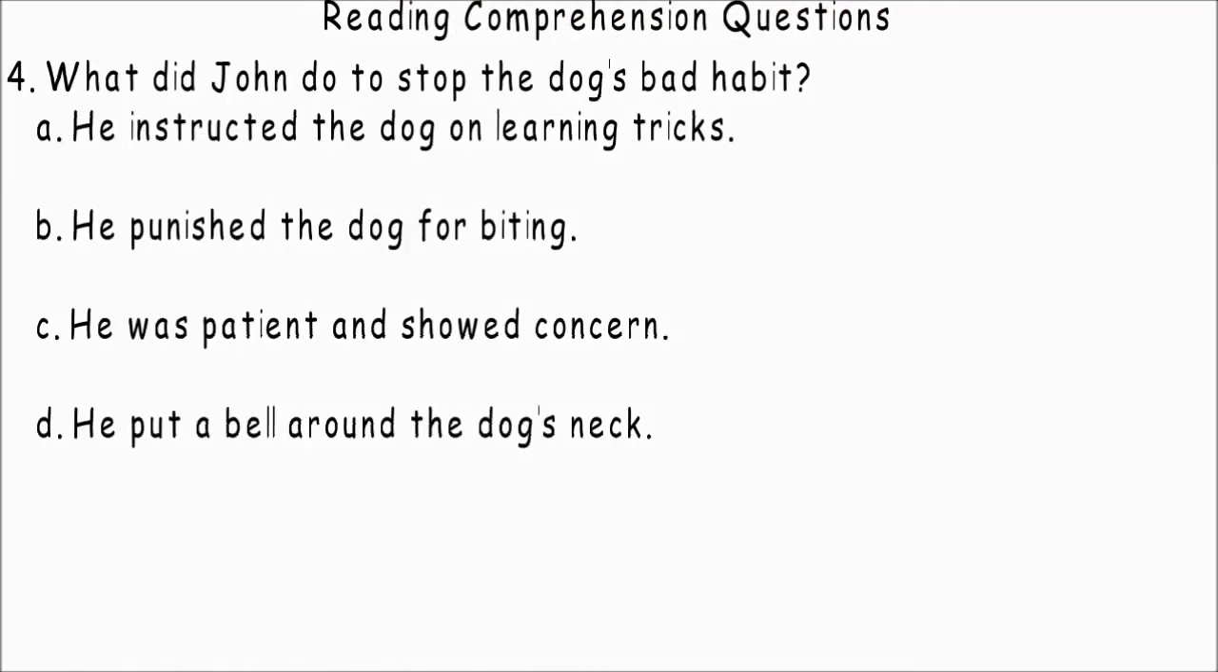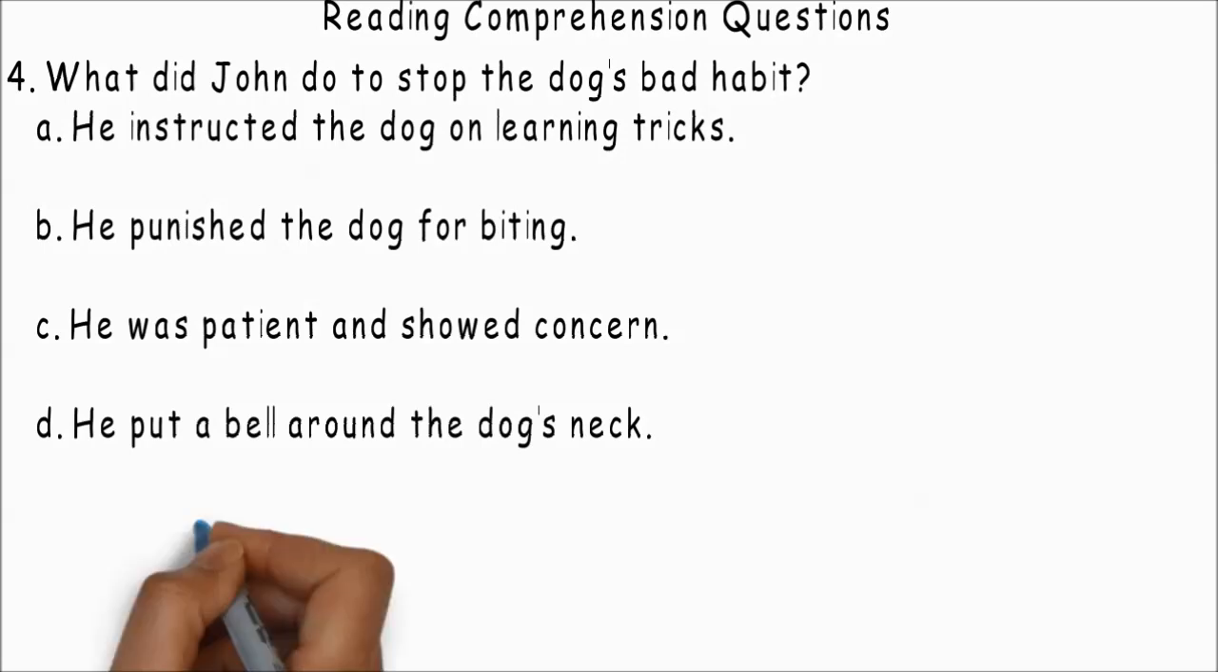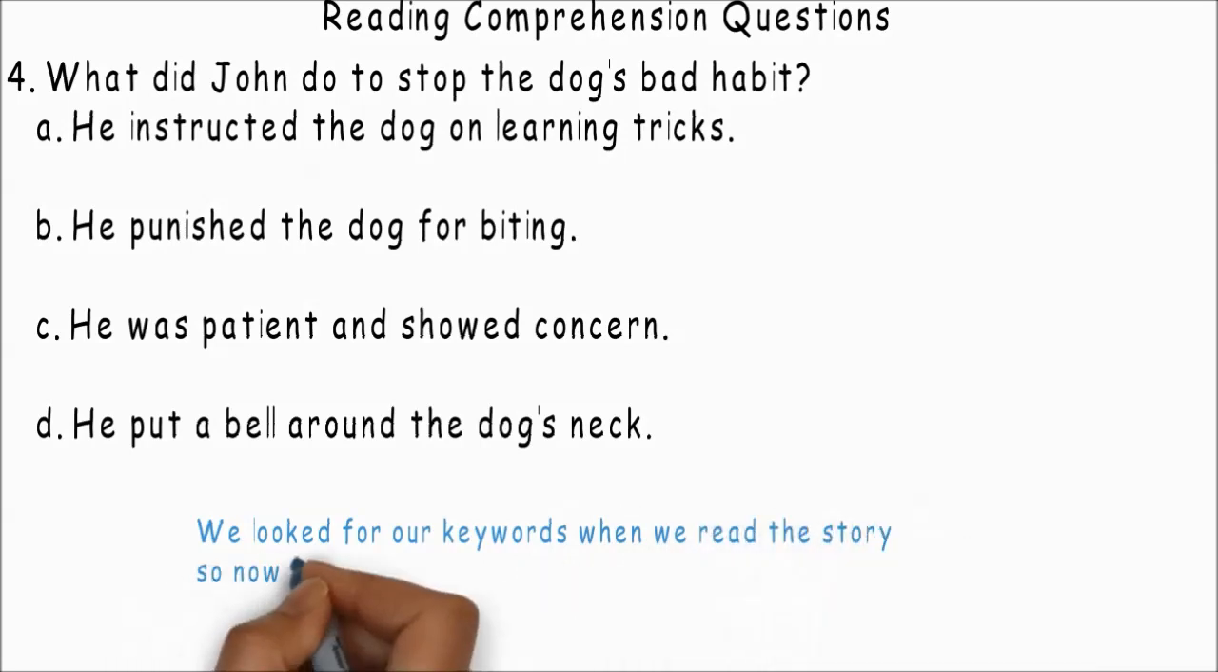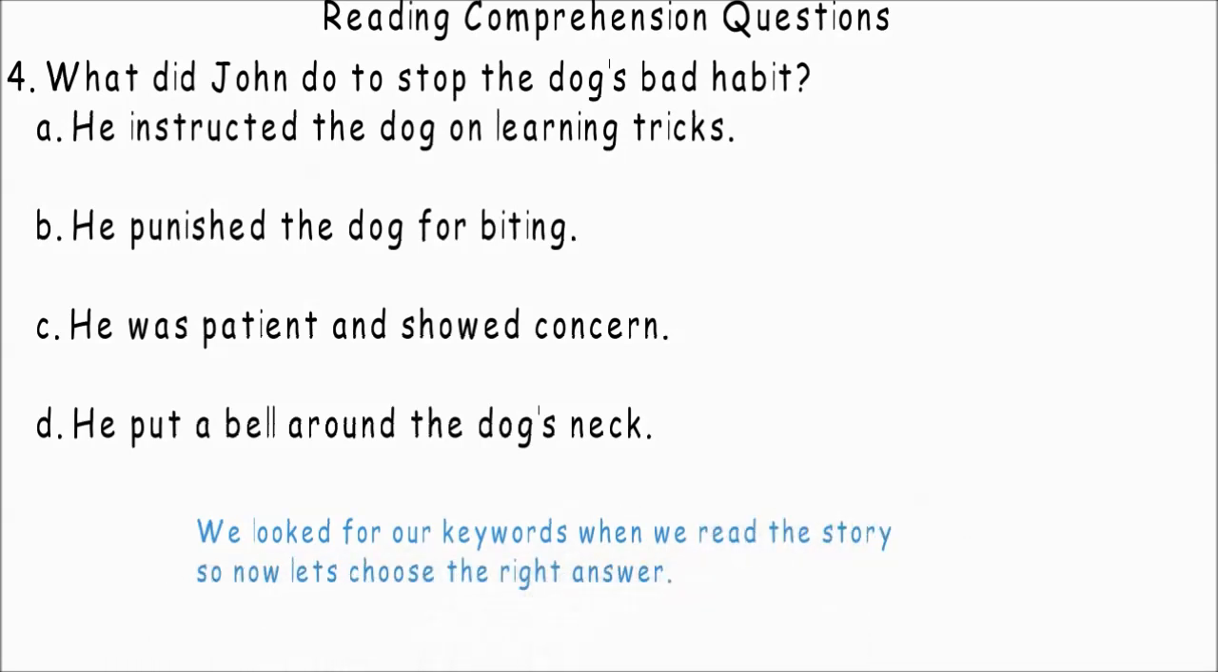Reading comprehension question number 4. What did John do to stop the dog's bad habit? He instructed the dog on learning tricks. He punished the dog for biting. He was patient and showed concern. He put a bell around the dog's neck. We looked for our keywords when we read the story, so now let's choose the right answer.